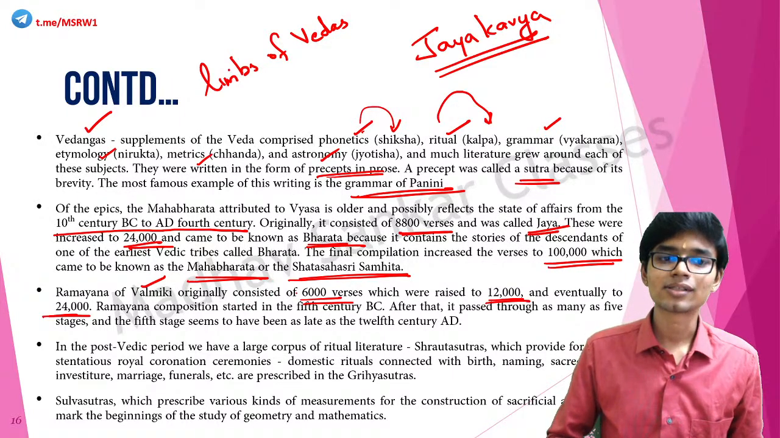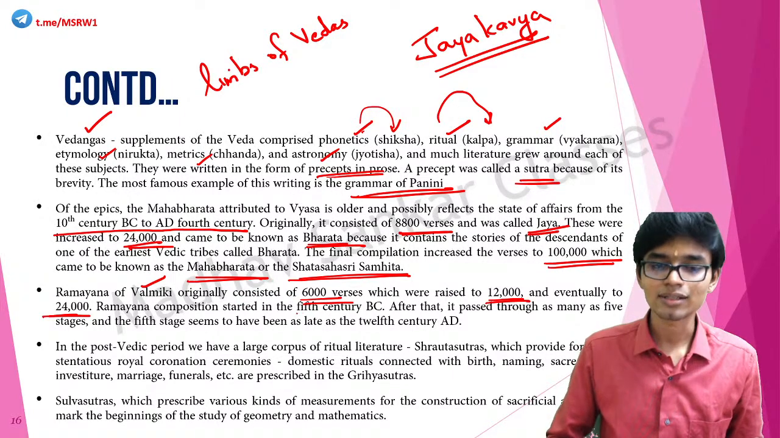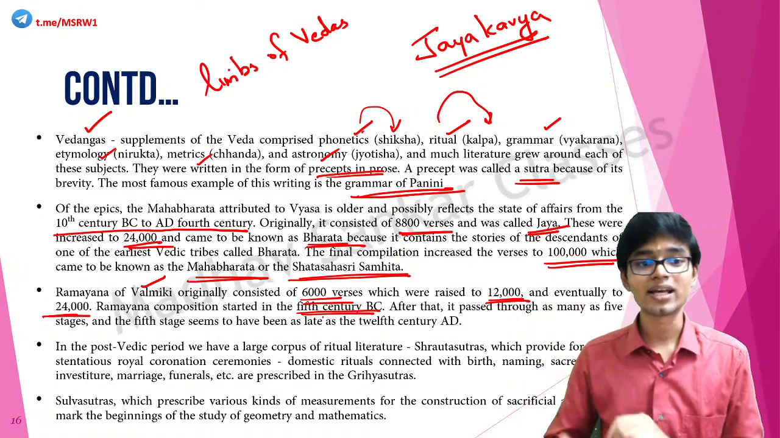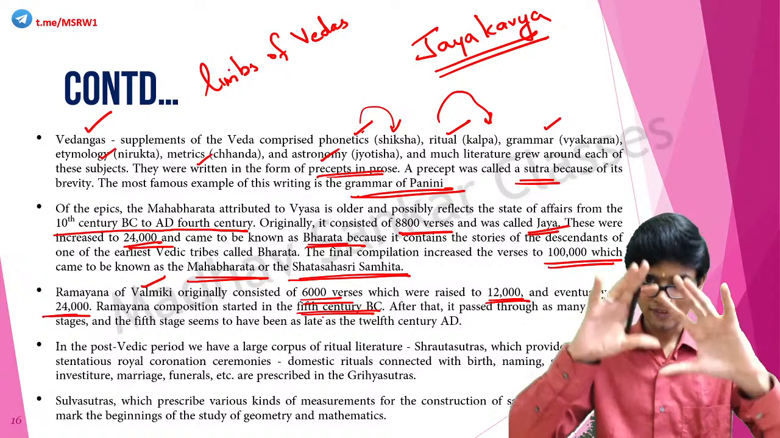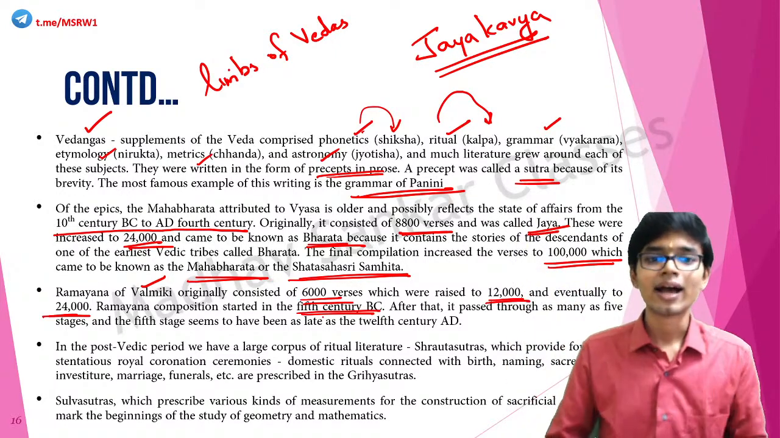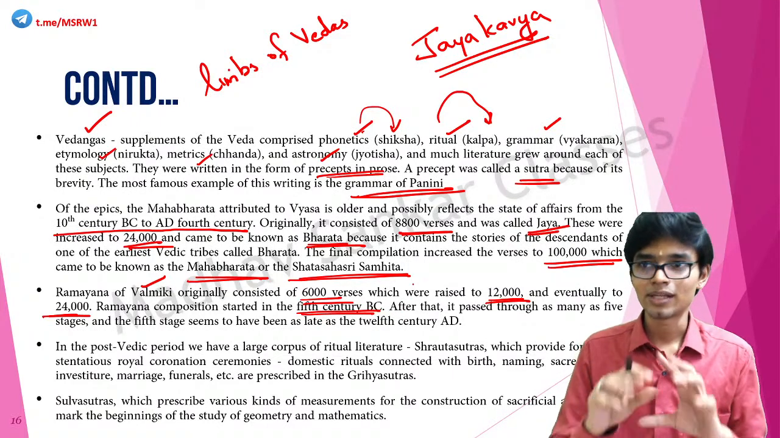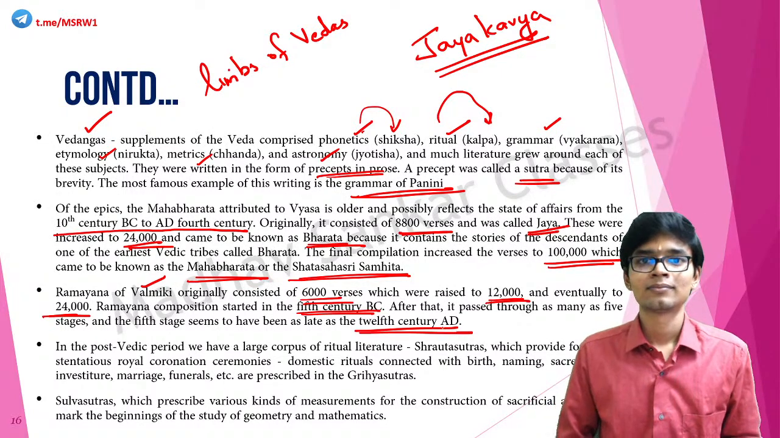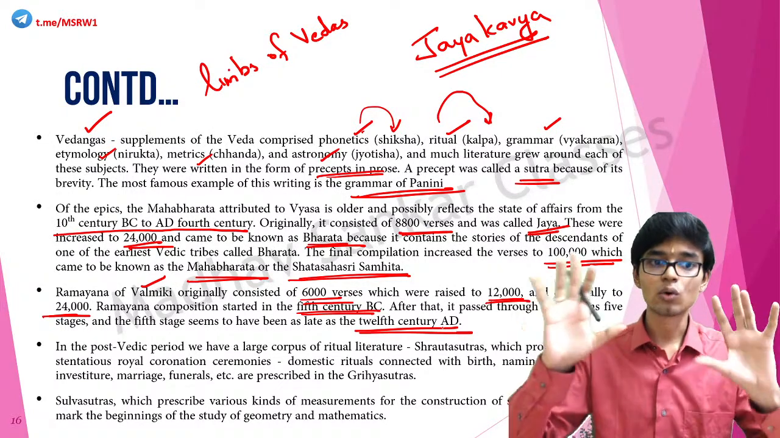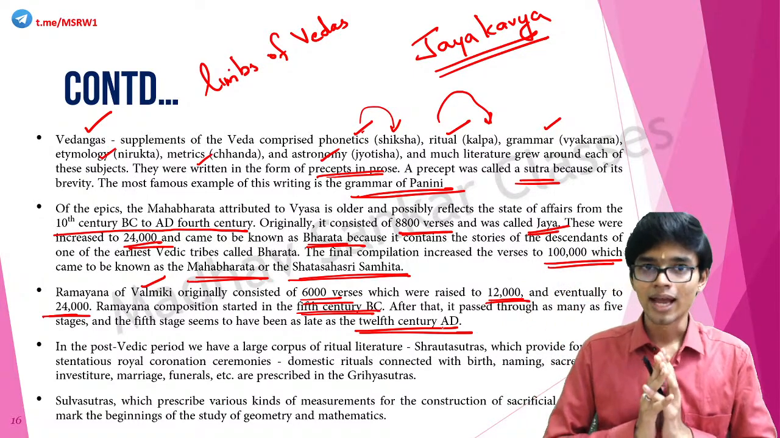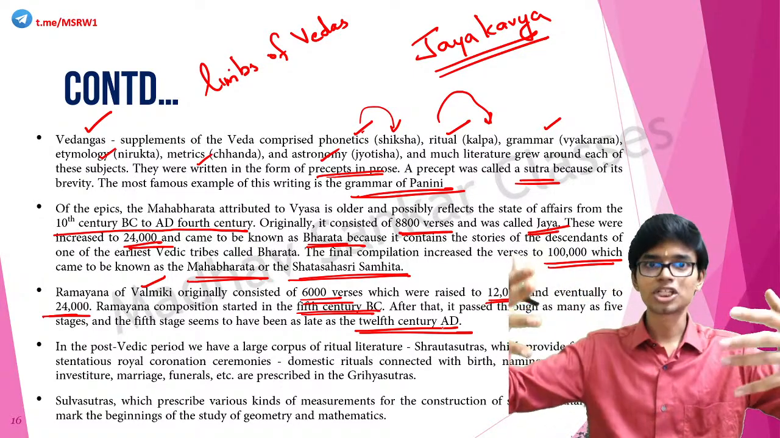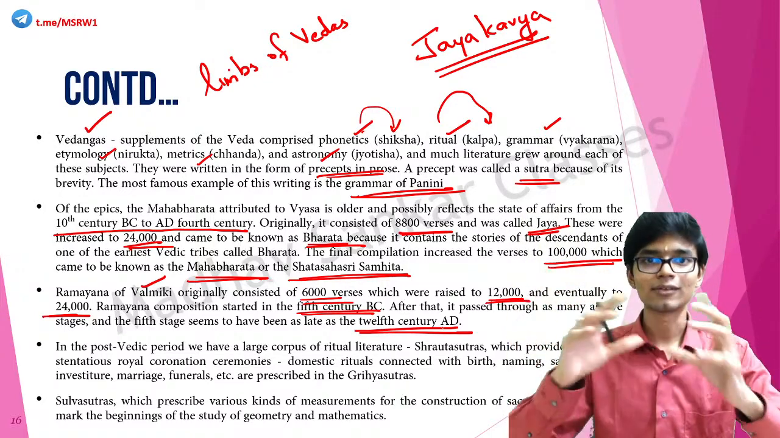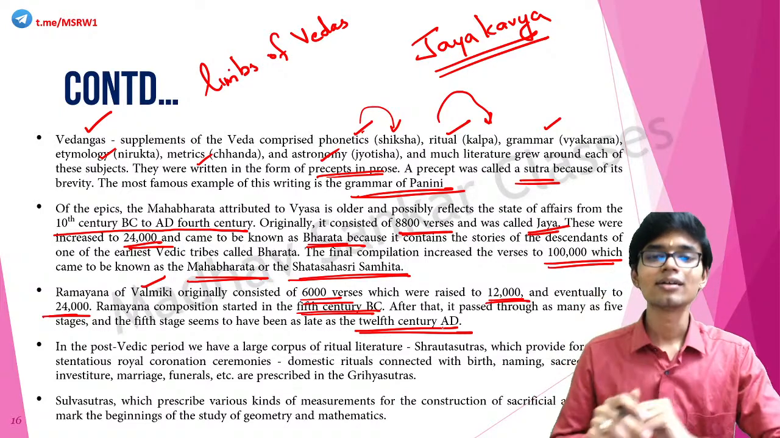Historians believe that Ramayana was a composition that was started in the 5th century BC. After that, it passed through as many as 5 stages. And the final Ramayana, as we see today, is a creation of as late as 12th century AD. The original textbook is as old as 5th century BC, and the final stage of Ramayana, as we see today, culminated in the 12th century AD.